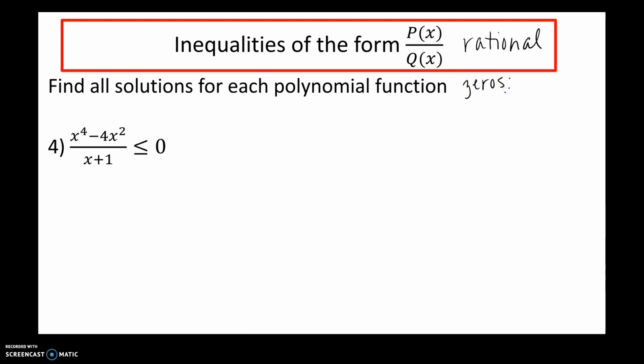So the zeros of the function will come from where the numerator is equal to 0. Because think about what that represents in the fraction. 0 divided by any number will always give me 0. So when I'm finding my zeros, I just need to set the numerator equal to 0.